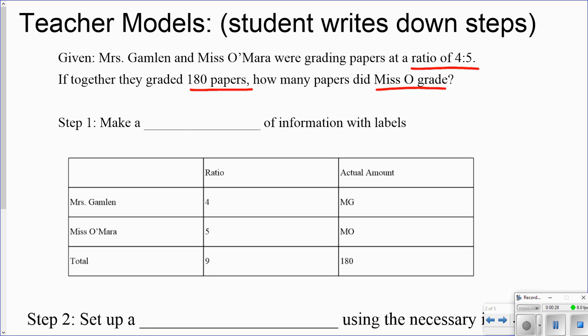Step 1, we're going to make a table of information, and we're going to make sure that we have labels. So I've already created this table based on the word problem to show you how it is made. So I label over here Mrs. Gamlin, Miss O'Mara. The ratio was 4 to 5, and then to total those I add 4 plus 5 and get 9. I'm using an MG to represent Mrs. Gamlin, an MO for Miss O'Mara, and the 180 comes from the problem for the total amount of papers they both graded.